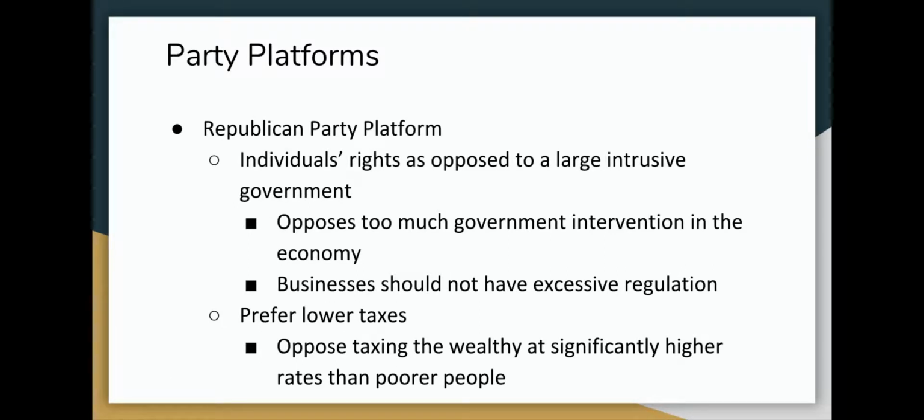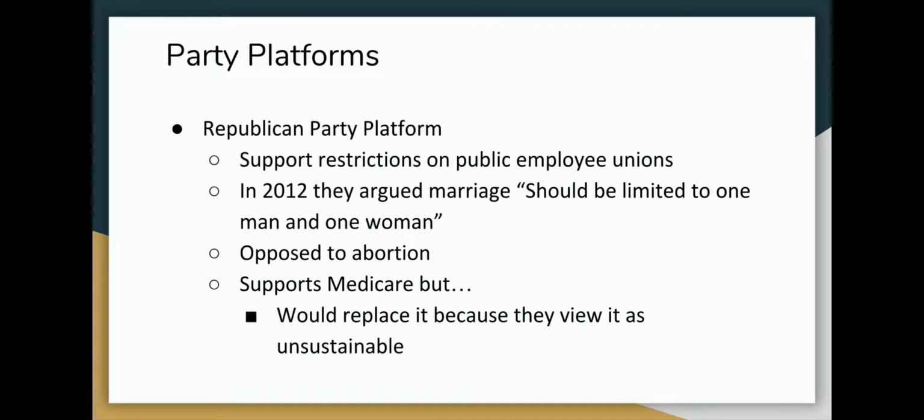So, in looking at the Republican Party platform, individual rights as opposed to a large intrusive government. They want hands off from the government. They prefer lower taxes. They really oppose taxing the wealthy at a significantly higher rate than poor people. They support restrictions on public employee unions. In the 2012 election, they argued that marriage should be limited to one man and one woman. It's pulled directly from their party platform. They opposed abortion. The Republican Party supports Medicare but wants to privatize it.